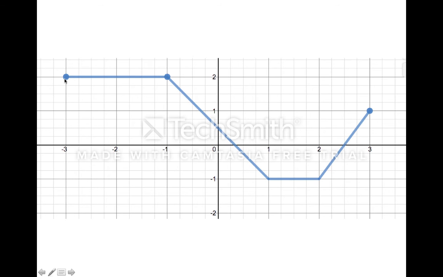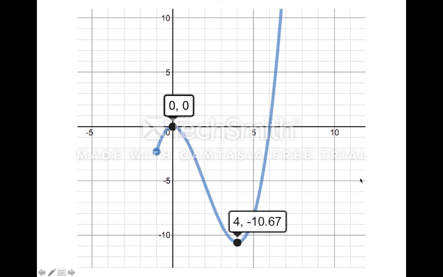This function is constant between negative 3 and negative 1, neither increasing nor decreasing. It is decreasing between negative 1 and 1. It's constant between 1 and 2. And it is increasing between 2 and 3. There are no local max or min because there's no switching from increasing to decreasing.